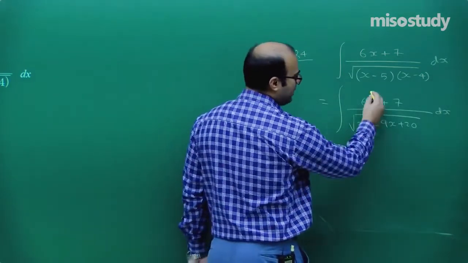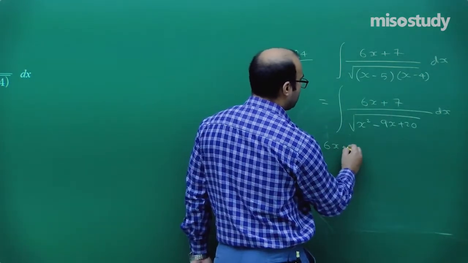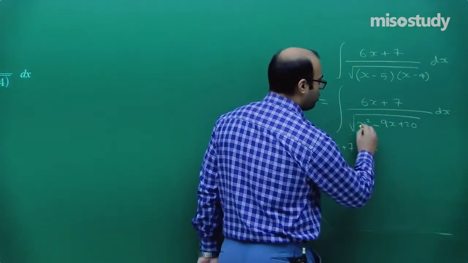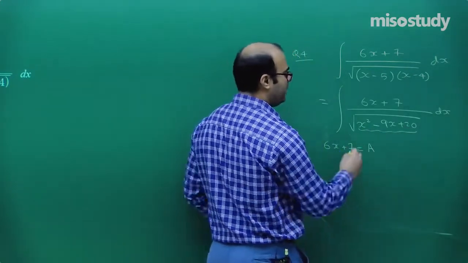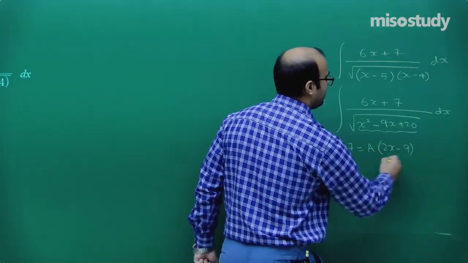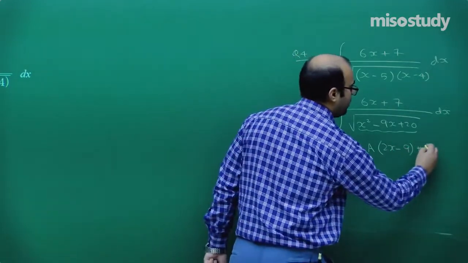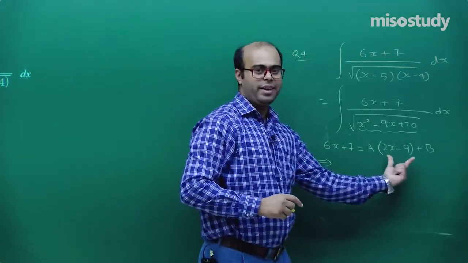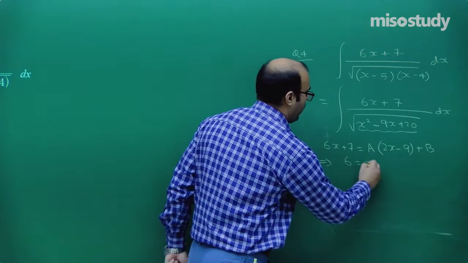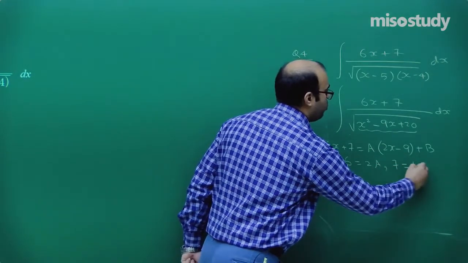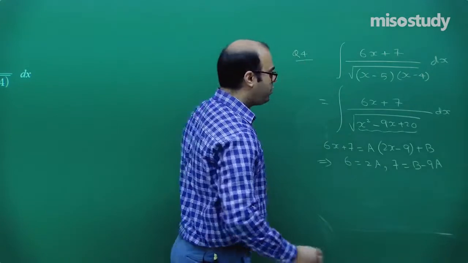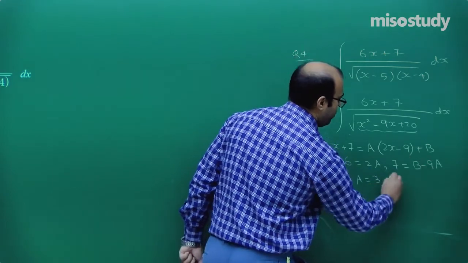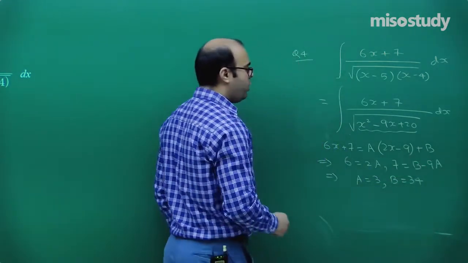Now, I want to write this 6x plus 7 as a constant into derivative of this term, which is under the square root. So, what is the derivative of this term? This has a derivative as 2x minus 9, plus another constant b. So, can we decide the constants a and b so that 6x plus 7 can be written like this? Yes. We write 6 is equal to twice of a, and we write 7 is equal to b minus 9 of a, which means a comes out to be 3, and if we put a is equal to 3 here, b will be equal to 34. So, we know the values of a and b.